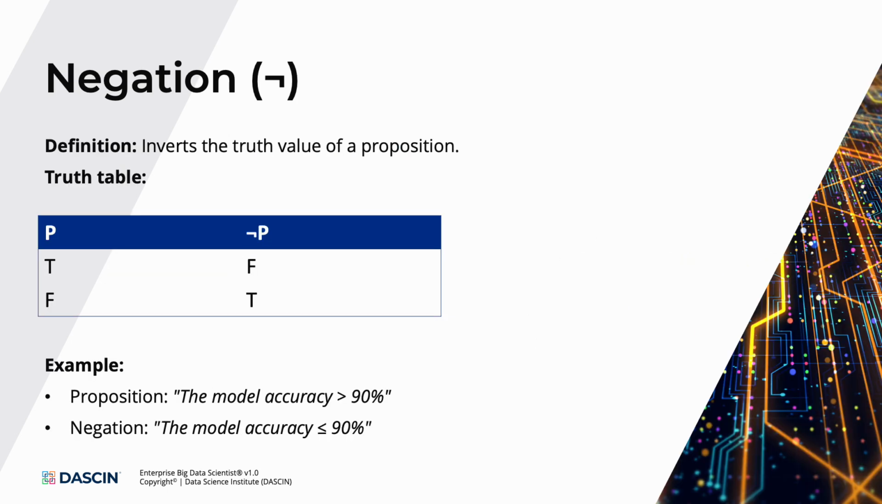Negation simply flips a statement. If something is true, its negation is false, and vice versa. For example, if the statement says the model accuracy is above 90%, the negation would say the accuracy is not above 90%. This is often used in data queries to exclude certain conditions.